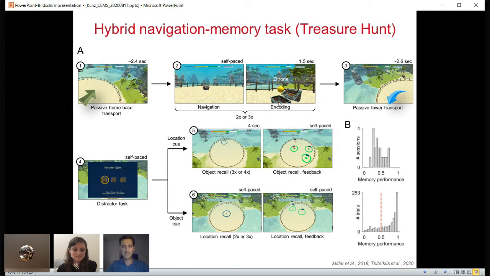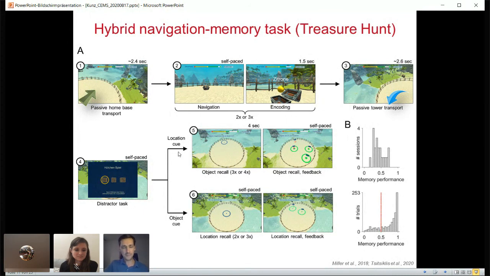Upon arrival, the chests opened and revealed a unique object, and it was the task of the participants to remember the unique objects and the associated locations of the treasure chests. In step 3, the participants were then transported passively to an elevated recall position. From there, they had then to perform, shown in 5 and 6, 2 different types of memory recall. The first type was location-cued object recall, and the second type was object-cued location recall.